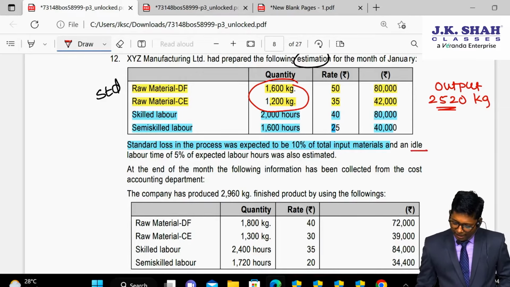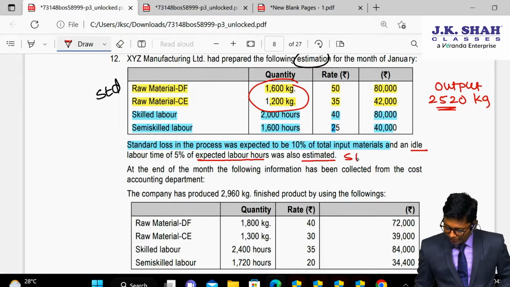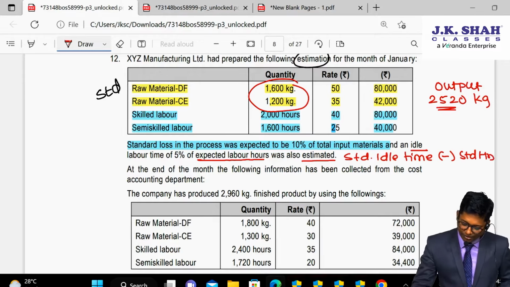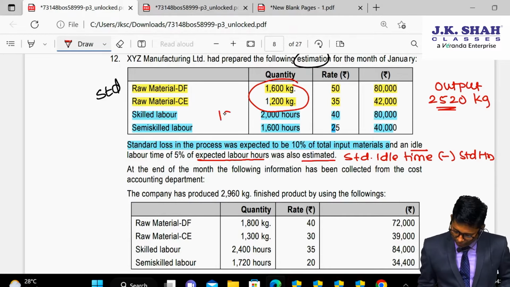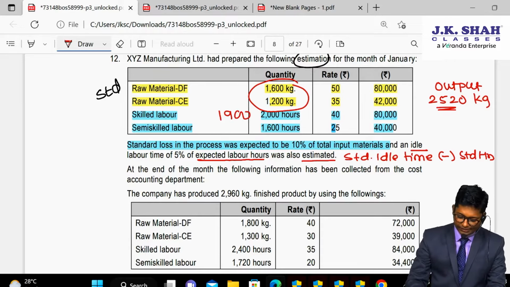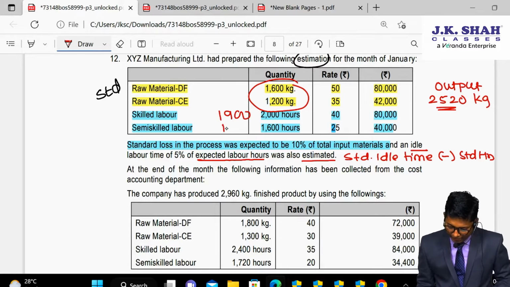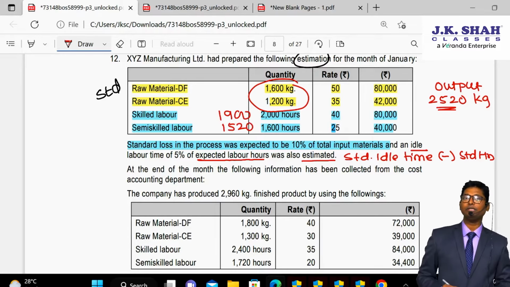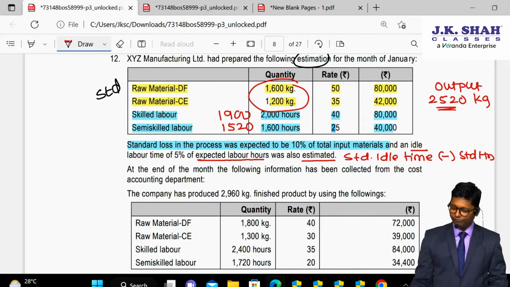Same way, idle time of 5% is expected, and labor hours were also estimated. This is your standard idle time, and standard idle time should always be deducted from the standard hours, and standard hours are available with us. So there I am adjusting 2000 minus 5%. For computation purposes, I will be considering 1900, and 1600 minus 5% is 1520. So these are the number of hours to be considered for the first table.